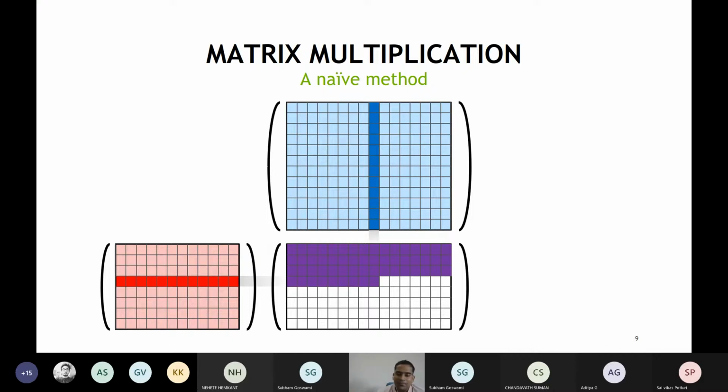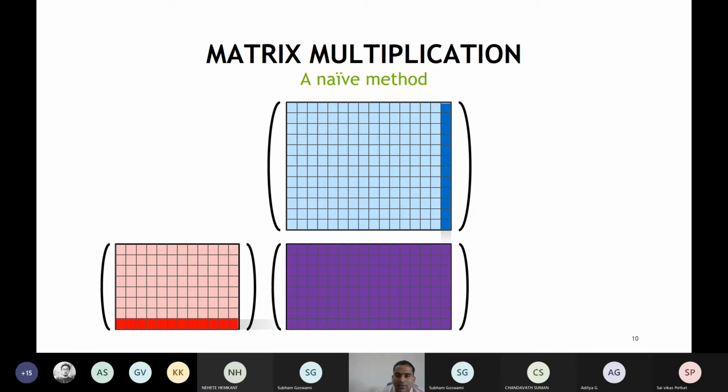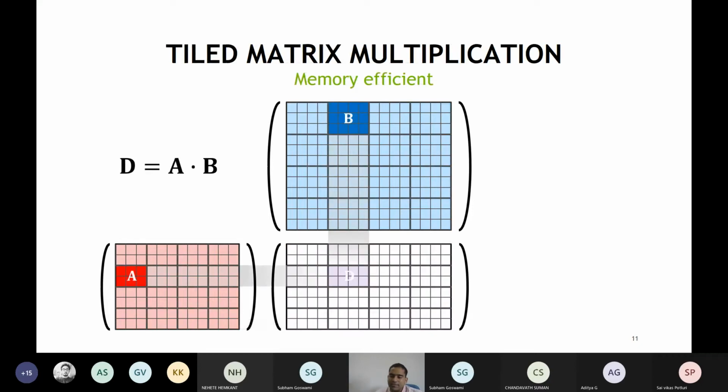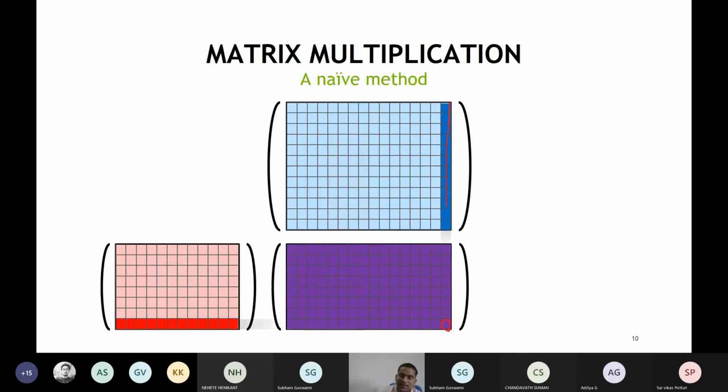Similarly, you can go to the next. Now you take another row. You generate further columns. When you take further columns from the other matrix, you generate further elements. Finally, you take this row and this whole column. Then you generate this element. Now, this was the naive method, right? We are doing matrix multiplication, but this is the naive method.